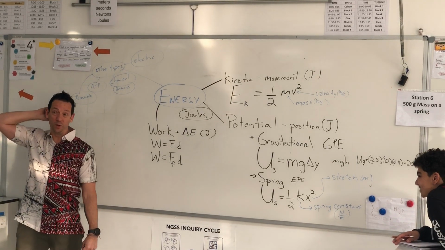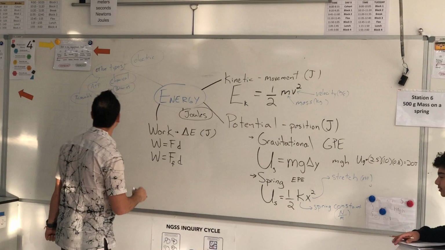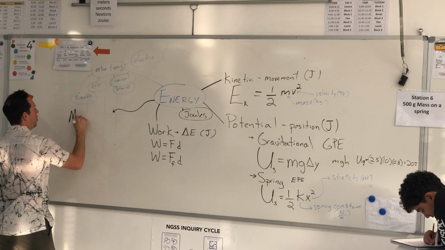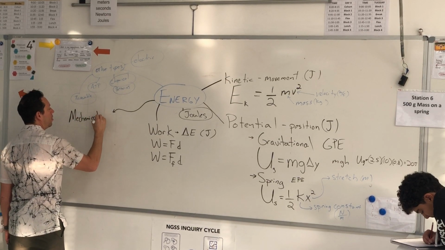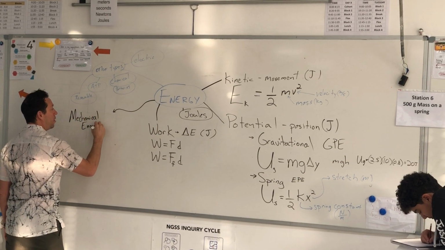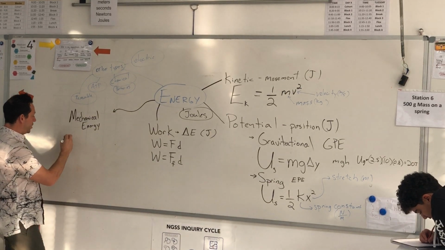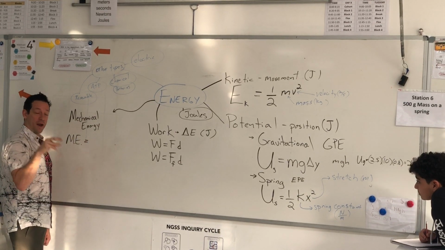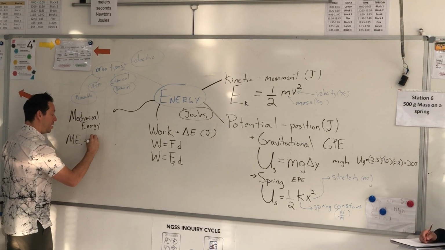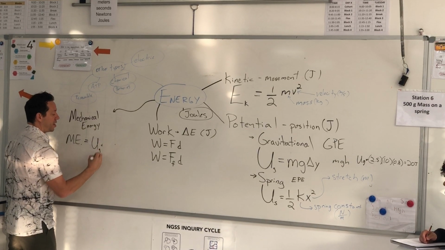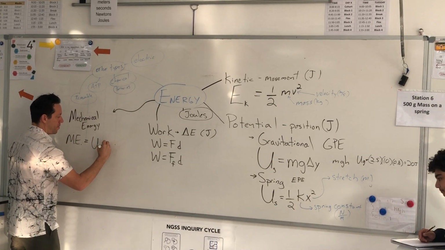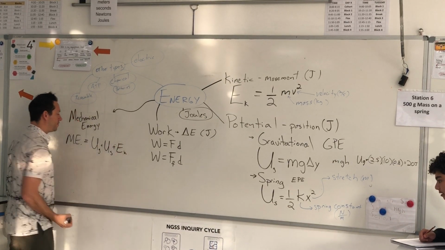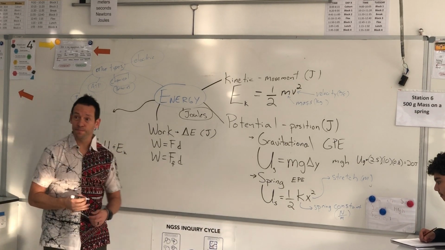One other one we're going to use a lot to solve problems is mechanical energy, which we abbreviate as ME. That's equal to all of our energies together: the gravitational potential energy, if there is any, plus any spring energy, plus any kinetic energy. It is also measured in joules.